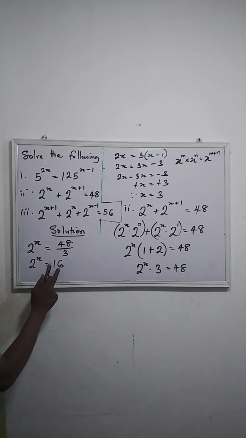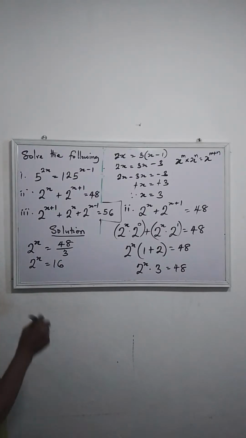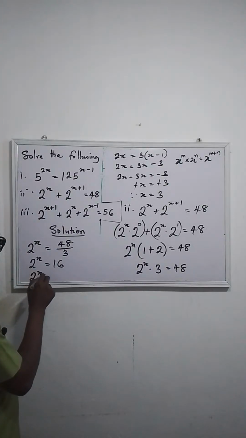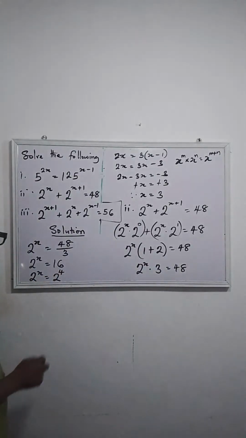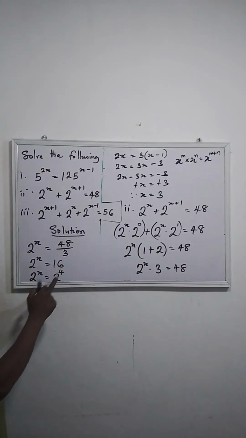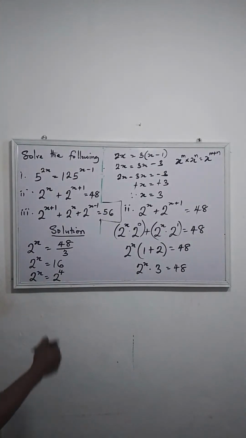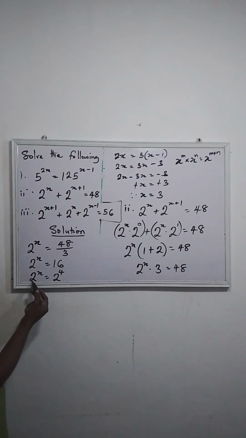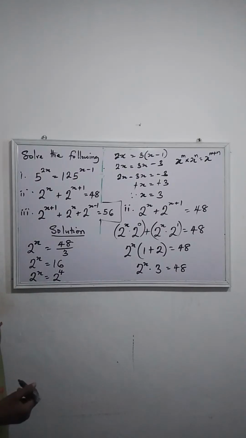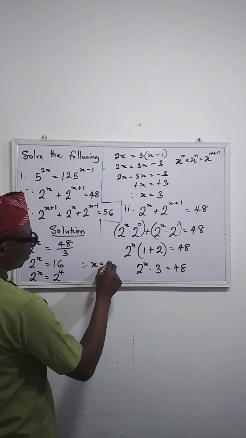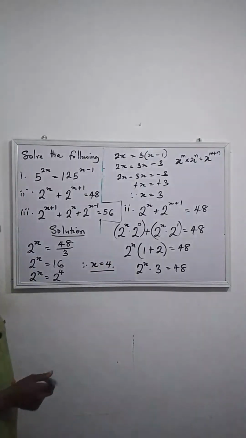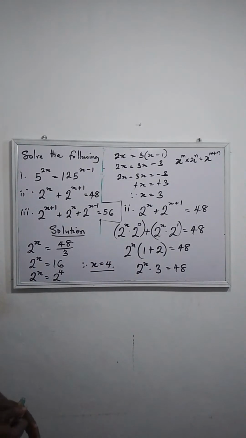Now you express 16 in index form. So we have 2 raised to the power of x equals 2 raised to the power of 4. When you multiply 2 four times, we're going to have 16. So now we have the same base. That means the powers must be equal. So therefore, x equals 4. So that is the answer to the second problem.